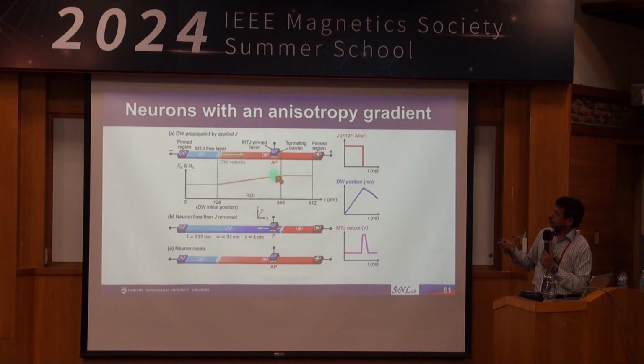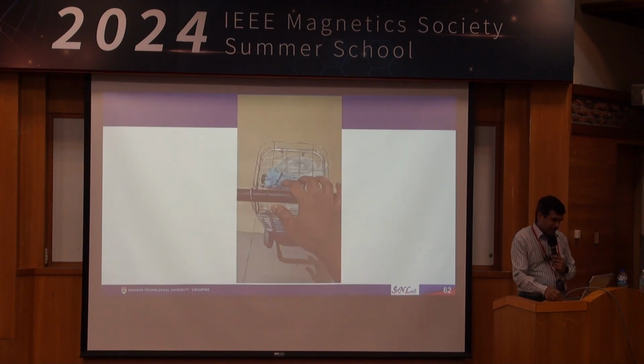So we have an anisotropy gradient. And because of this anisotropy gradient, the domain wall will return to its initial position. So this is one concept that we have studied.